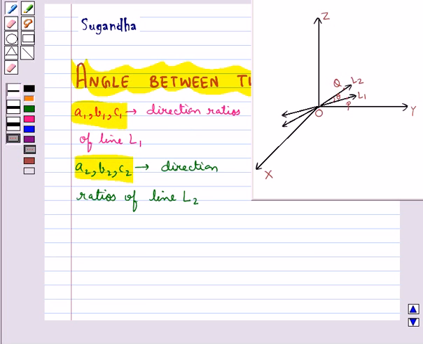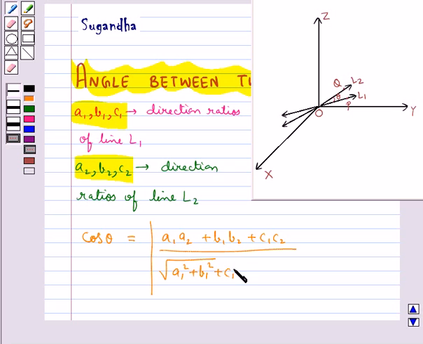As theta is the angle between the directed lines OP and OQ, this theta is given by cos theta equal to modulus of A1 A2 plus B1 B2 plus C1 C2 upon square root of A1 square plus B1 square plus C1 square multiplied by square root of A2 square plus B2 square plus C2 square.